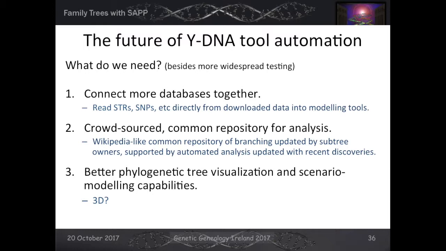I'm proposing we need some kind of a crowdsourced facility where admins and people who are responsible for a group can build their trees and share with each other for commentary or various kinds of analysis. Again, Alex Williamson's is probably the closest to that we have today. It's SNP only, although he does produce a lot of STR information. And that's about as much as we've got.